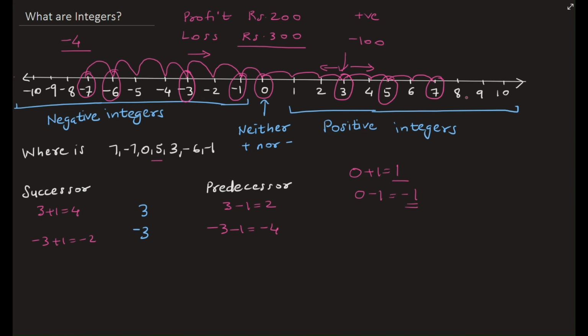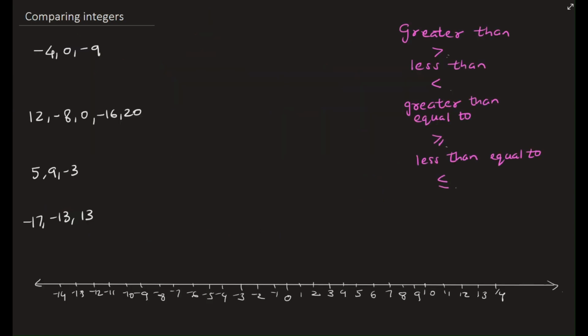Now, let me do some sums on comparing integers. I have 4 sums, and the sets of integers are negative 4, 0 and negative 9; 12, negative 8, 0; negative 16, 20, 5, 9 and negative 3; and the fourth one is negative 17, negative 13 and 13. So how do I denote greater than or less than? Say I have two numbers 4 and 10. So 10 is more than 4. I can say 10 is greater than 4.